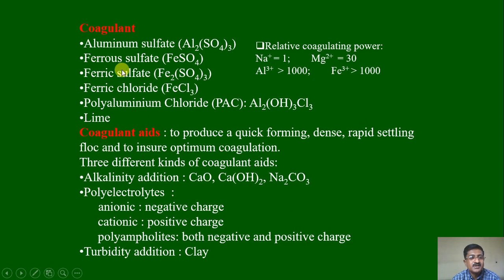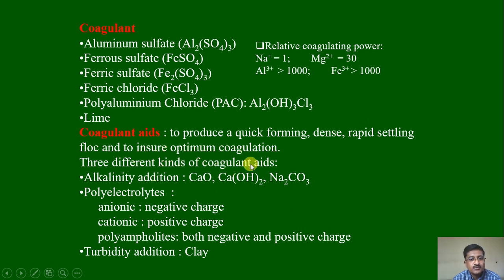Now there are various types of coagulants, such as aluminum sulfate, ferrous sulfate, ferric sulfate, ferric chloride, then polyaluminum chloride, lime, etc. These are added. These are the chemical formulas of those. And coagulant aids are used to produce a quick-forming, dense, rapid-settling floc, and to ensure optimum coagulation.